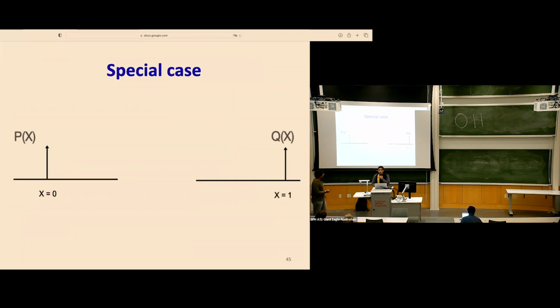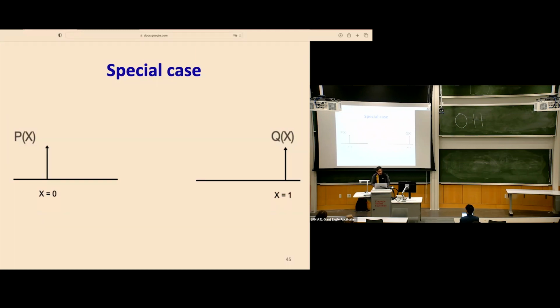Hello. So in the last lecture, we've seen that VAEs use KL divergence for training, and we use Jensen-Shannon divergence for training GANs, right? So let's consider a special case here.